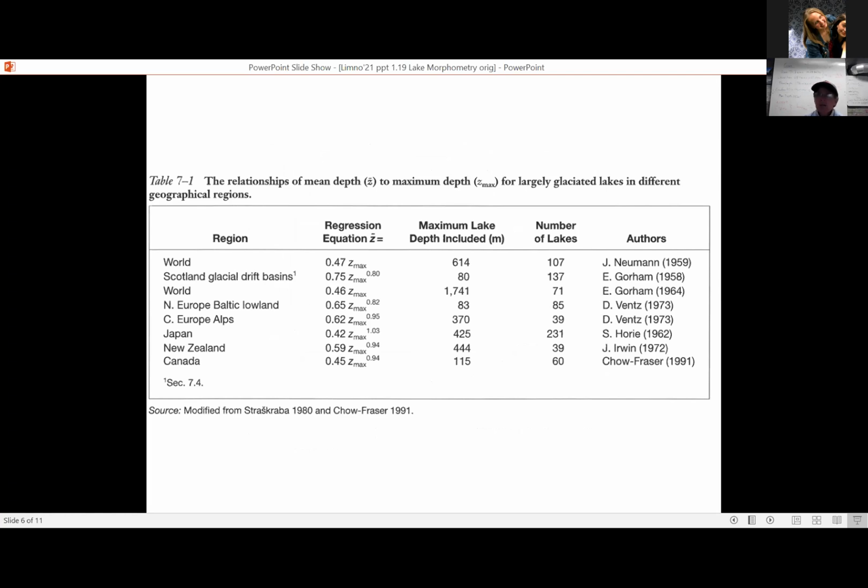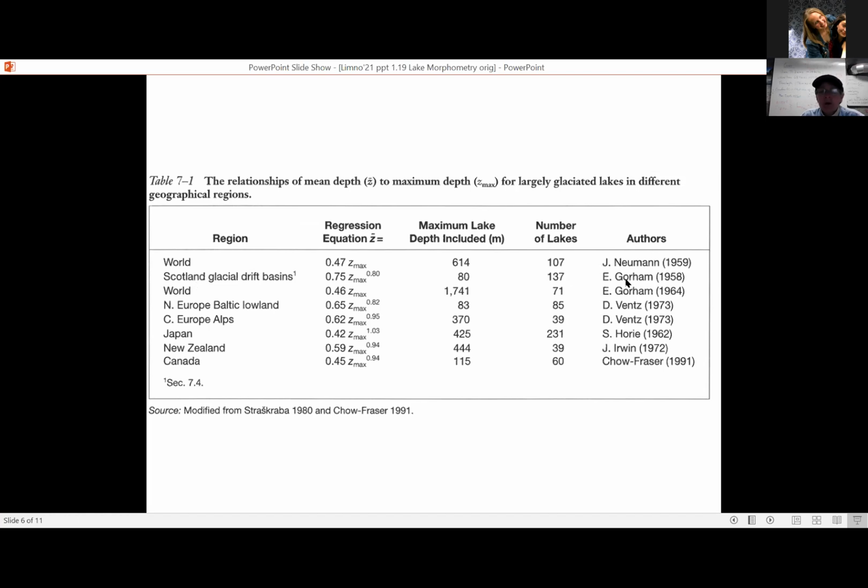What are lakes like typically? What's the relationship between the average depth of a lake and the maximum depth of a lake? You might expect that a lake with a deeper maximum depth would have a deeper average depth, but is that really true? Calf loves that kind of question. Is it really true? What do the data show? Here's a bunch of data sets from around the world.